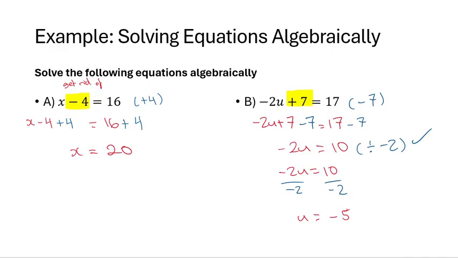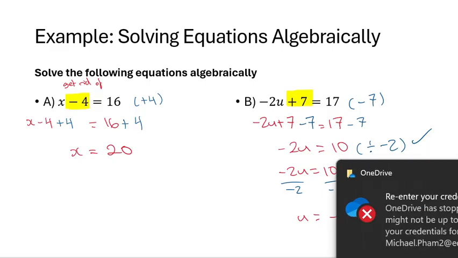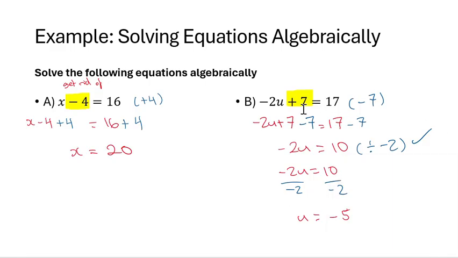Now for part B, you have negative 2u plus 7 equals 17. As you can see highlighted in yellow there, I'm trying to get rid of plus 7. That's based on the operation that I see. So to get rid of that plus 7, what I'm going to do is minus 7 instead. So I minus 7 from both sides. Now, 7 minus 7 equals 0. And now what's negative 2u plus 0? It's just negative 2u, okay?